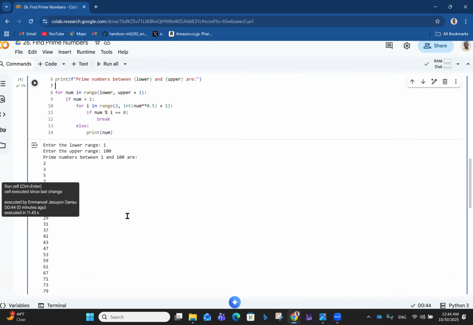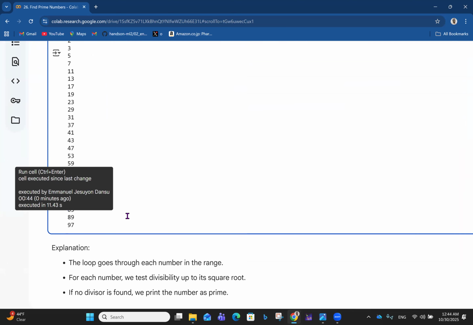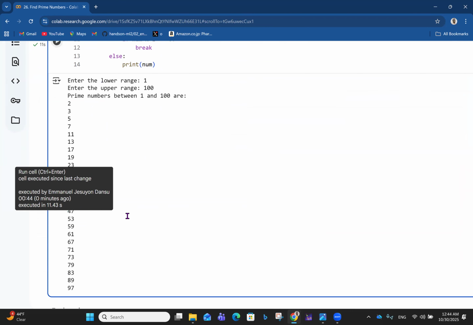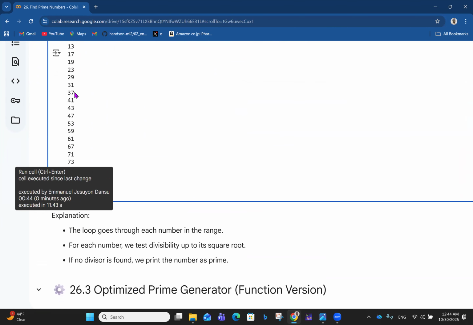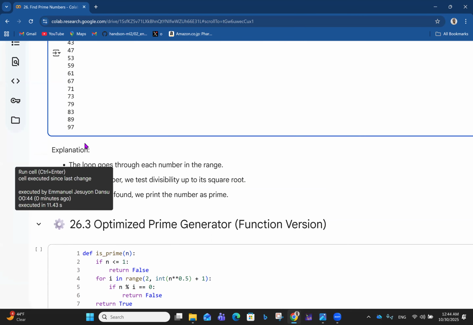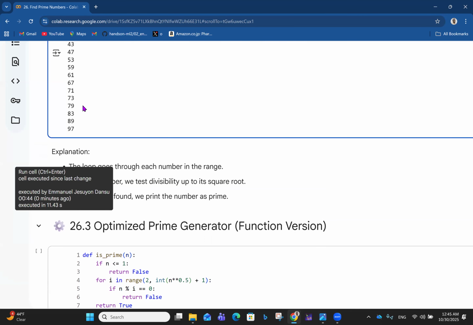Okay, no problem. So these are the prime numbers between 1 and 100. So how many of them? 1, 2, 3, 4, 5, 6, 7, 8, 9, 10, 11, 12, 13, 14, 15, 16, 17, 18, 19, 20, 21, 22, 23, 24, 25. So 25 prime numbers between 1 and 100.